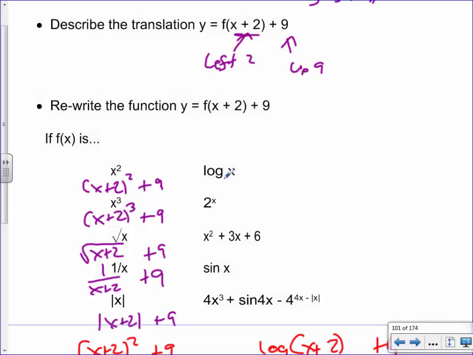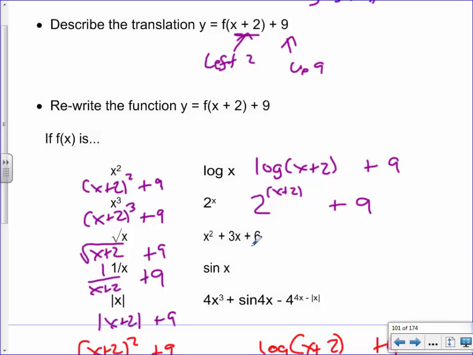Well, we can do this with crazier functions you haven't ever even seen before. The same principle applies. This will be the log of x plus 2. And then when you're done, add 9. This will be 2 to the power of x plus 2. And then when you're done, add 9. Even though you don't know what these graphs look like, you don't need to. We will eventually talk about those graphs. That's later on in the course. But the same skills will apply then. What about if there's more than one x?